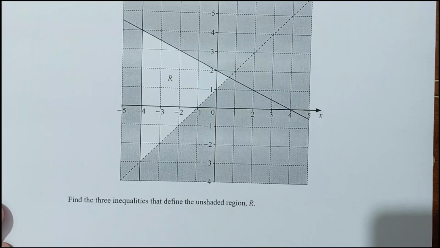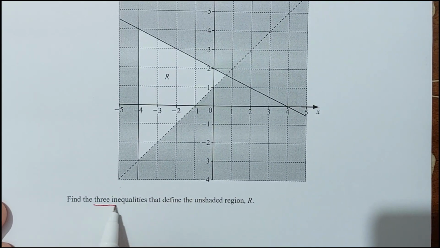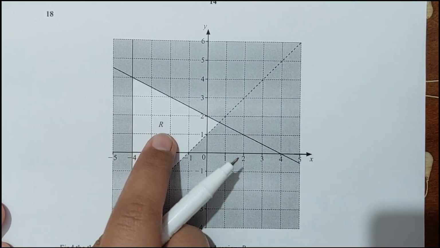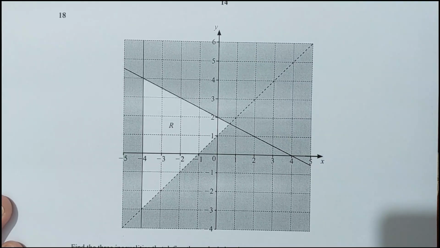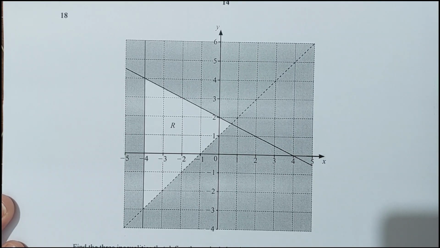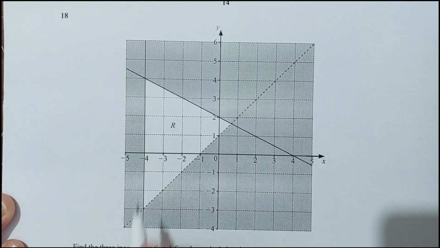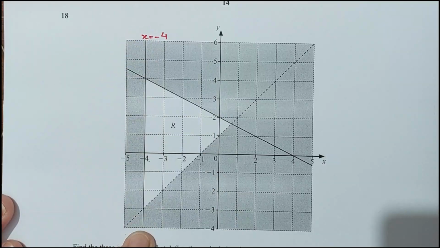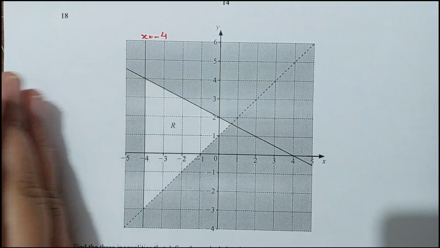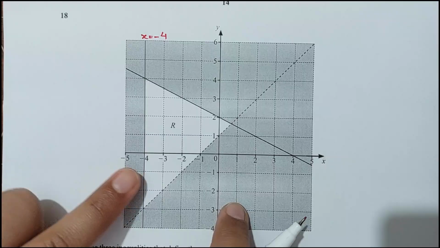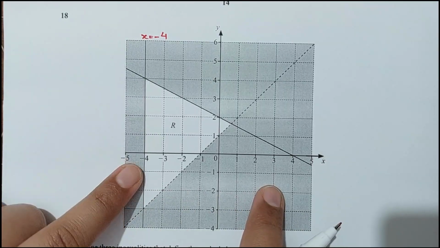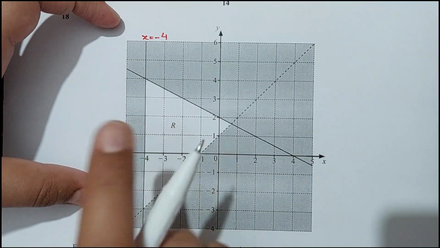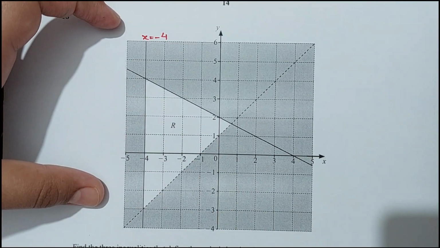Question number 18. Find the three inequalities that define the unshaded region R. This is the unshaded region R. Okay, the three inequalities. The first inequality is this straight line. This line is x equals -4, and the values which are less than -4. Unshaded region, yeah, sorry, I messed up, I confused the shaded and unshaded.